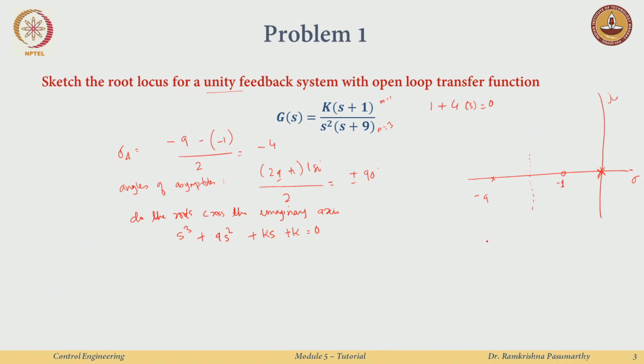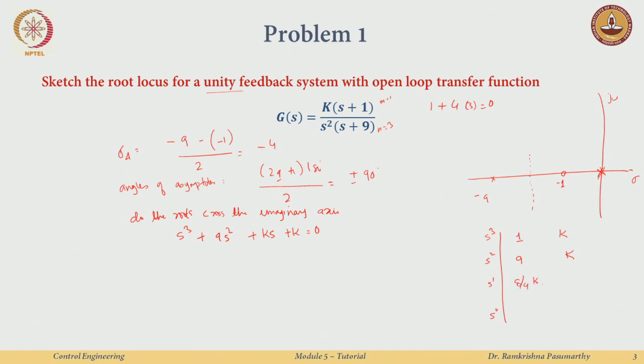So I just quickly draw the Routh table. I have s cube, s square, s power 1, s power 0. For s cube, I have a 1 and a K; for s square, I have a 9 and a K; and what comes here is (9 times K minus K) by 9, so that would be 8 by 9 times K.